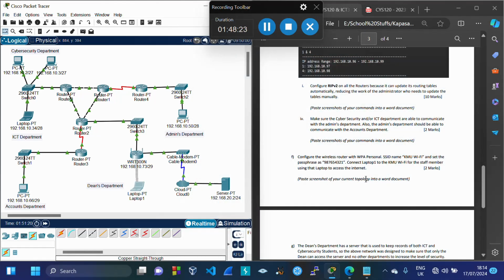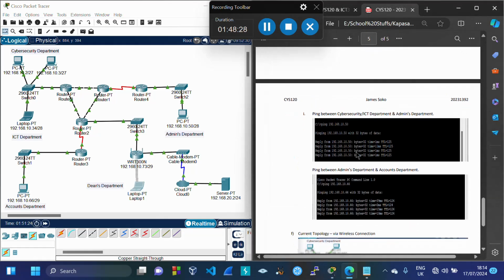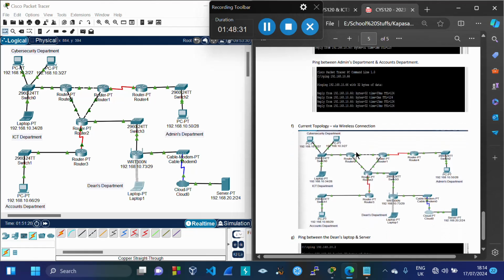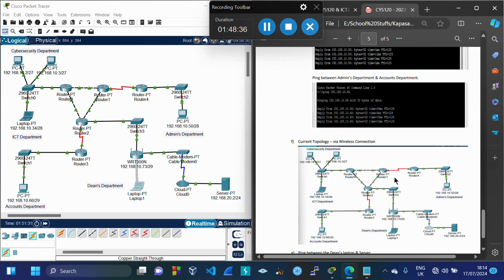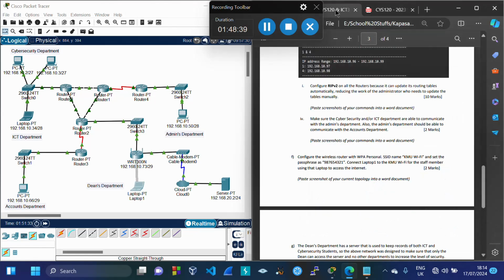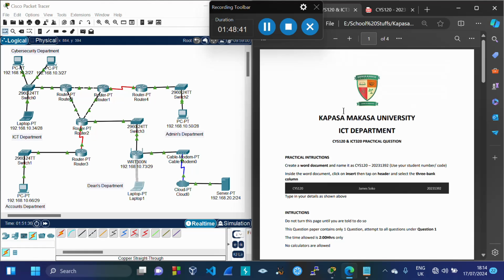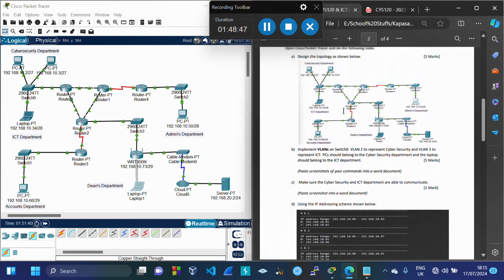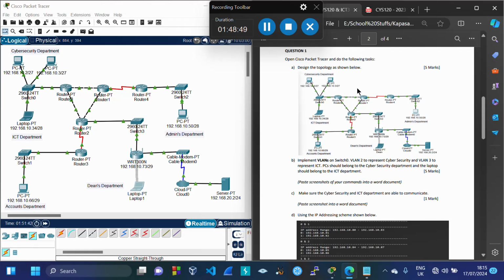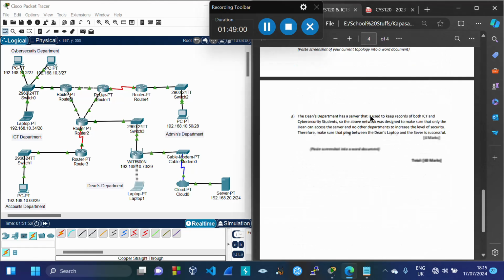Paste screenshot of your current topology in a Word document. So we do that, we screenshot, then we paste like that. So once you do this, it means that you've earned your 2 marks. But remember, at first I'd skipped these 5 marks, which was talking about designing a topology. Now at this point we have successfully earned that mark. Okay, so now since we have earned this mark, we can do the last and final question.